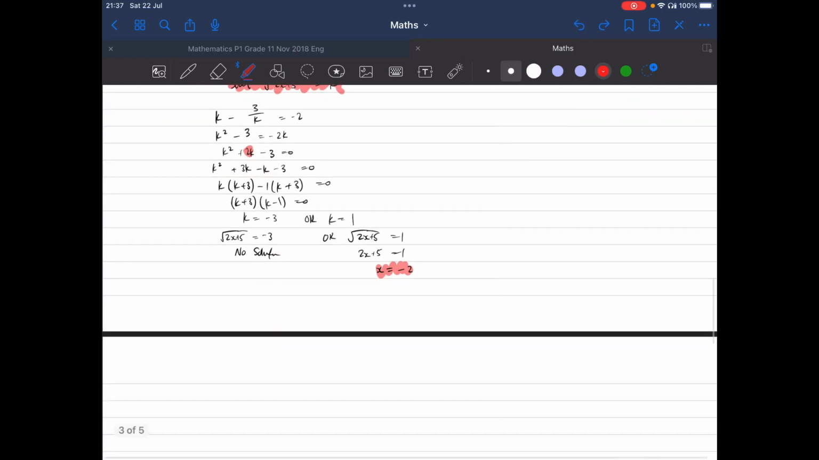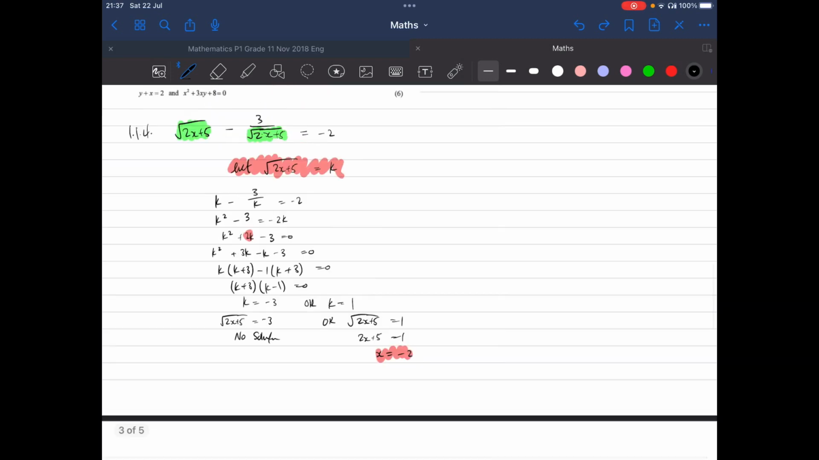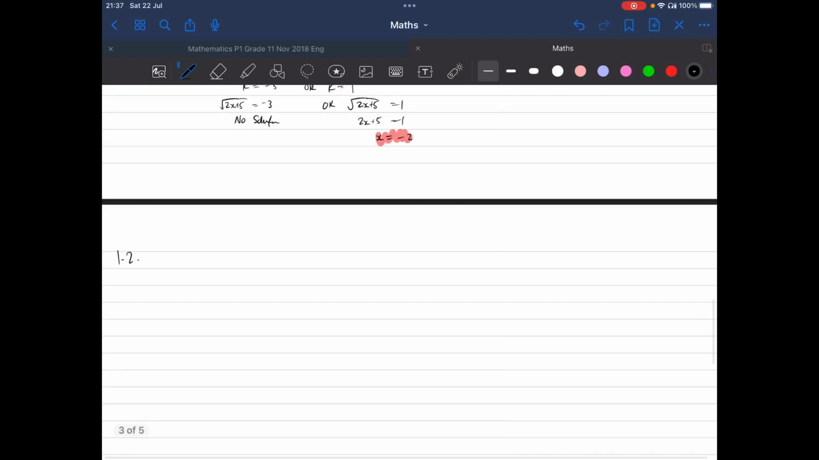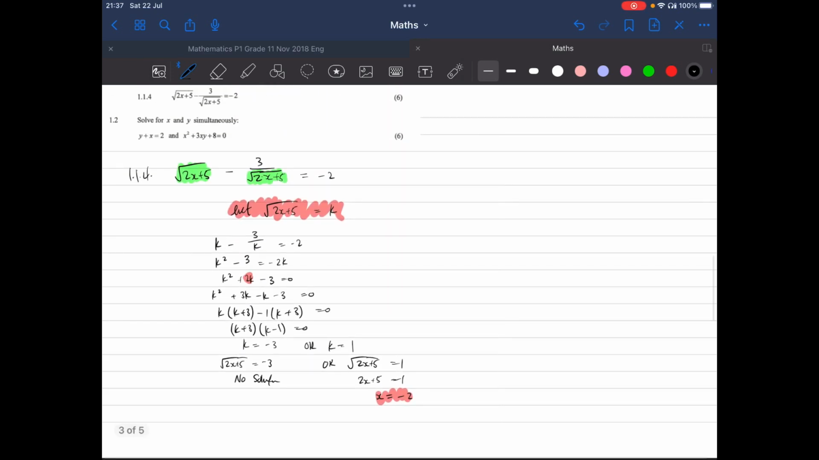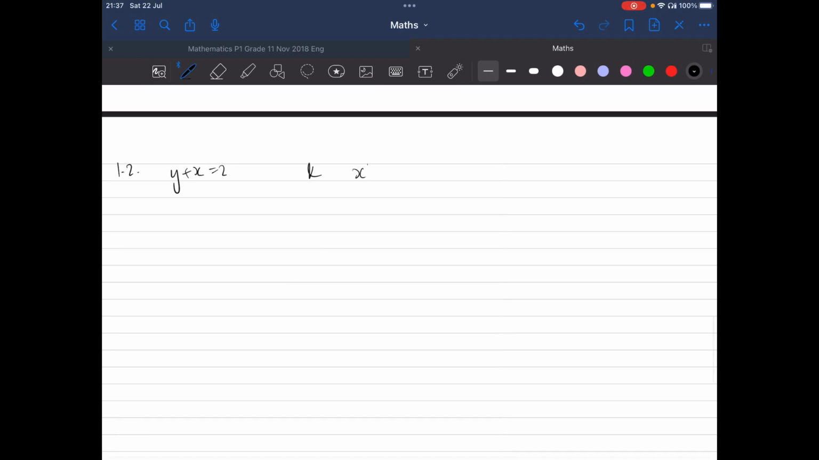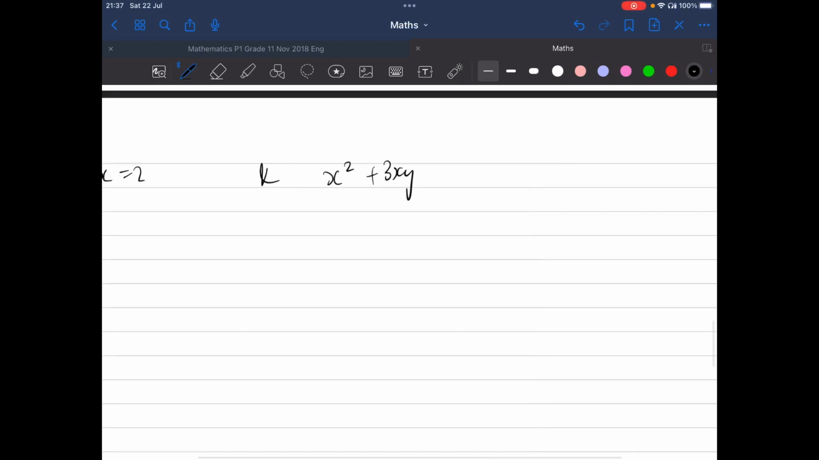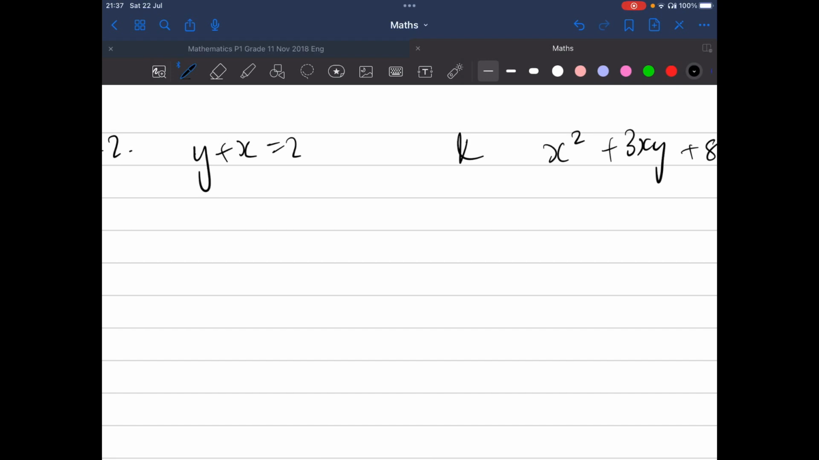Okay, let's look at the next one. It's a simultaneous equation. So two equations are, this is 1.2. Our two equations are y plus x equals 2 and x squared plus 3xy plus 8 equals 0. So x squared plus 3xy plus 8 equals 0. Okay, so let's isolate one of our variables.